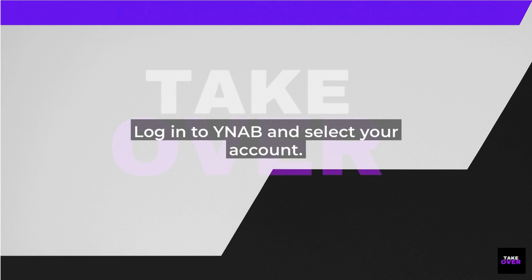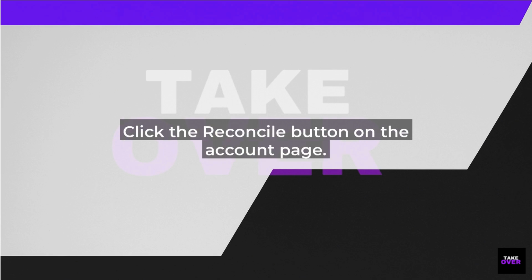To get started, open up your YNAB app or website and log in. Once you're in, head over to the Accounts tab and select the account you want to reconcile, say, your checking account. Now, look for the Reconcile button, usually found at the top of the account page. Click on it, and YNAB will prompt you to enter your current bank statement balance.